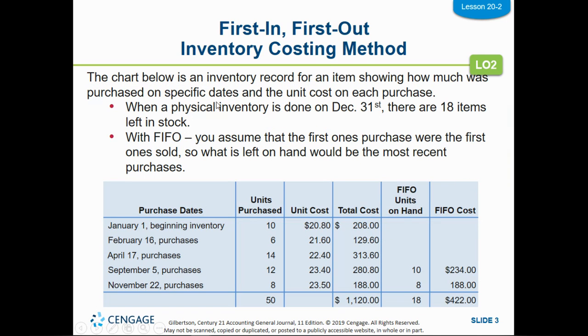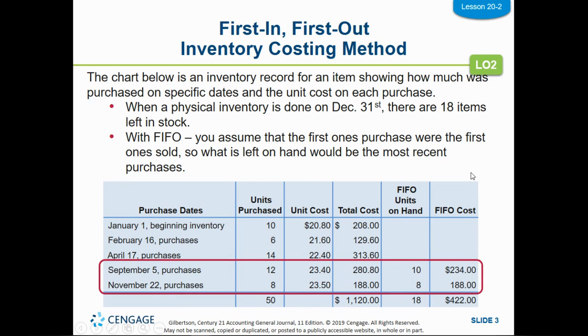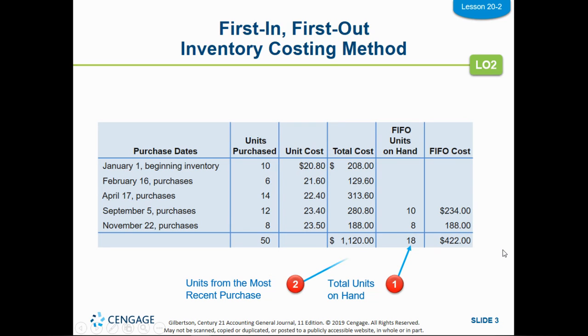When you look at this chart, it is an inventory record of items showing how much was purchased on specific dates, how much they cost, the total cost, and then how much is left. With FIFO, we take the cost of the most recent ones that we purchased and assume that those are the ones that are left. First in, first out means that the first ones purchased, January, February, April, were the ones that were sold, and the most recent ones we purchased are the ones we have on hand. So in this example, we have 18 left on hand.